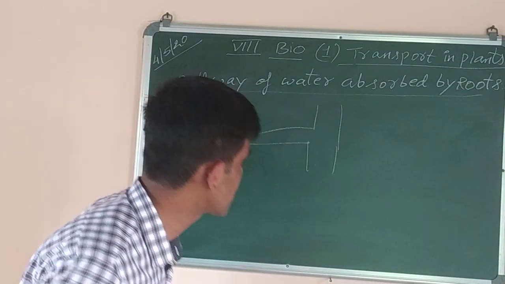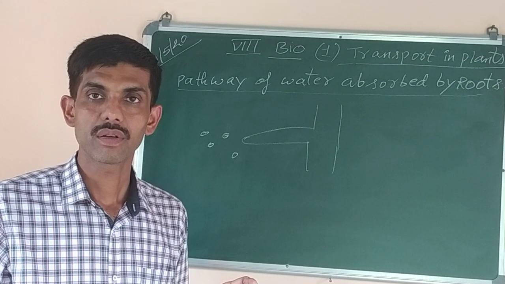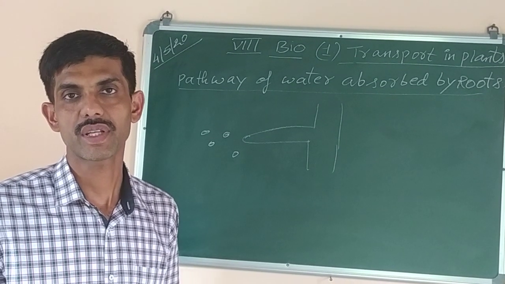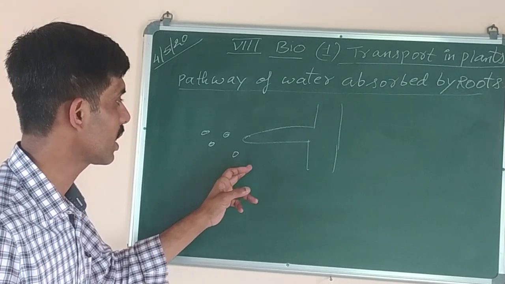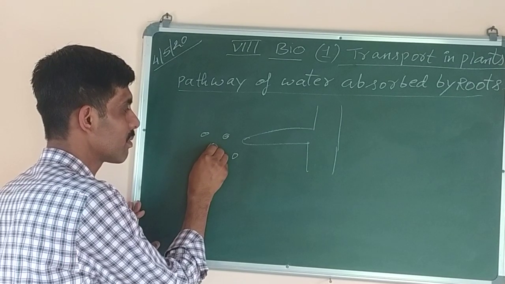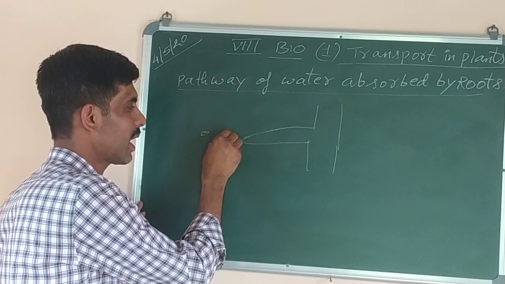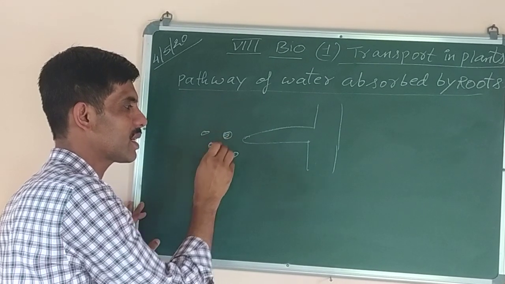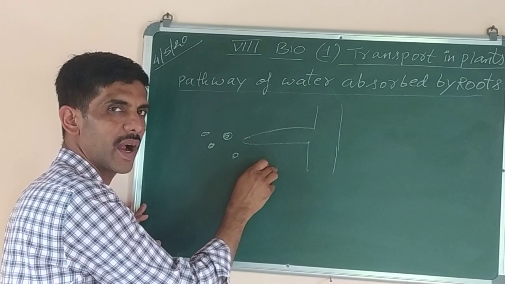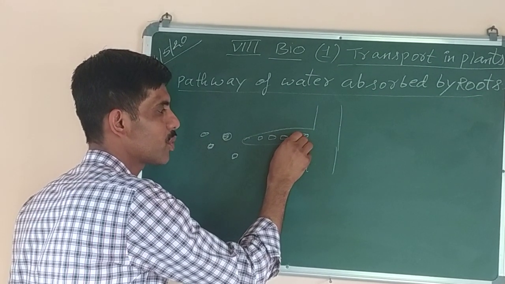So what is active transport? It is the movement of molecules from lower to higher concentration against the concentration gradient. Example I am showing, like this is the root hair cell, and these are the minerals or the nutrients. Now you can find that the nutrients are present in less quantity inside the soil particles. It is present in more quantity or large quantity inside the root hair cells.